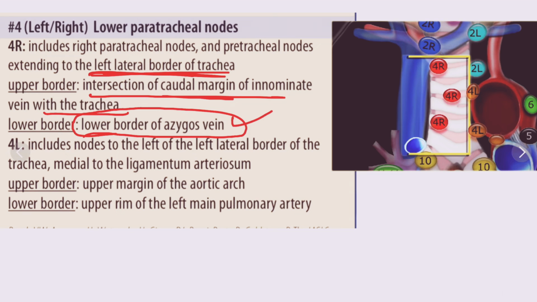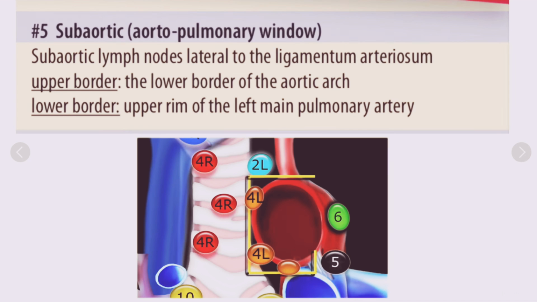So they are telling the upper border is defined by the upper margin of the aortic arch, very, very important. And the lower border is made up by the upper rim of the left main pulmonary artery, very, very important. So the upper rim of the left main pulmonary artery makes the lower border, and the upper border is made up by the upper margin of the aortic arch.